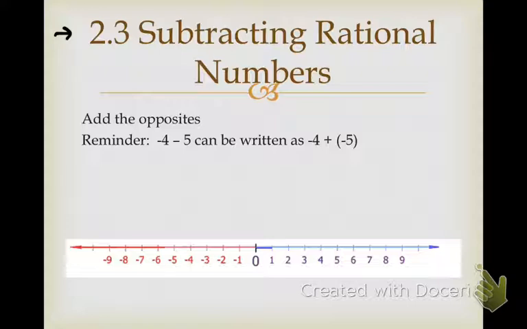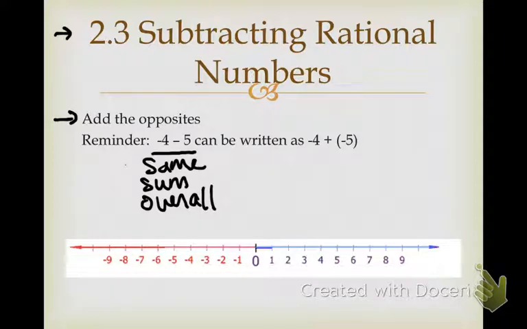So we did this in the last chapter. We subtracted integers. So we're going to do the same thing, but now we're going to add those decimals and those fractions to this. So you can look at this in two different ways. So you're going to add the opposites. So a reminder, that would be like -4 minus 5. The signs are the same, so we're going to get the sum, and then we're going to take the overall sign. So you know your overall sign in the end is going to be a negative. The way your book looks at it is they take the -4, and they're going to add to that -5.